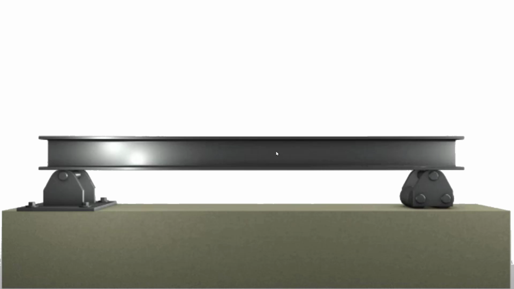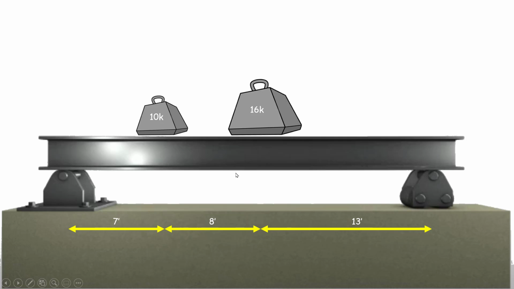For example, we have a simple beam over here, where this one is a pin support and this one is a roller support, and I would like to put some load over here. For example, 7 feet from the left hand side I put a 10k load, and 13 feet from the right hand side I put another 16k load. So let's solve for the reactions in this case.